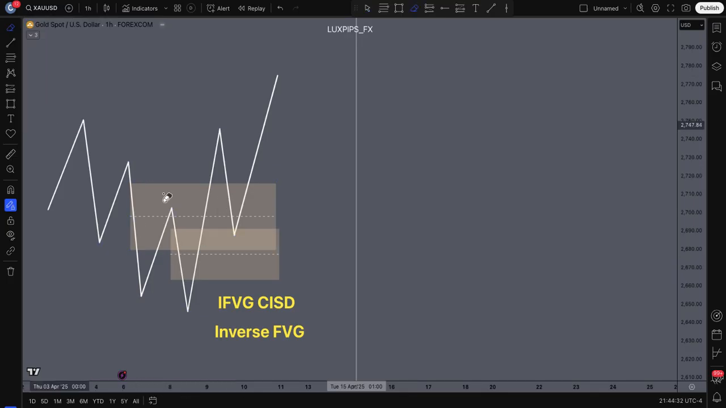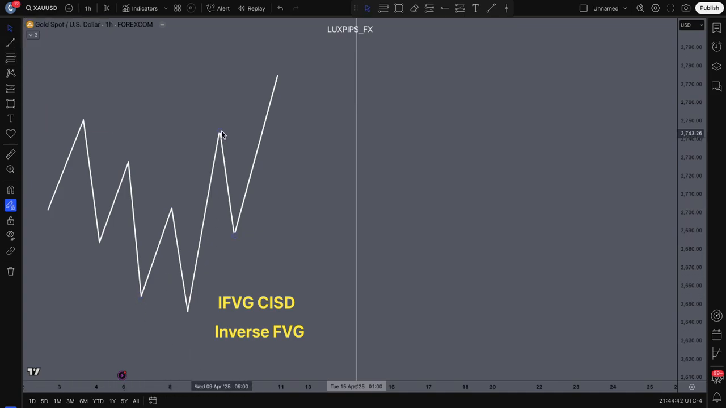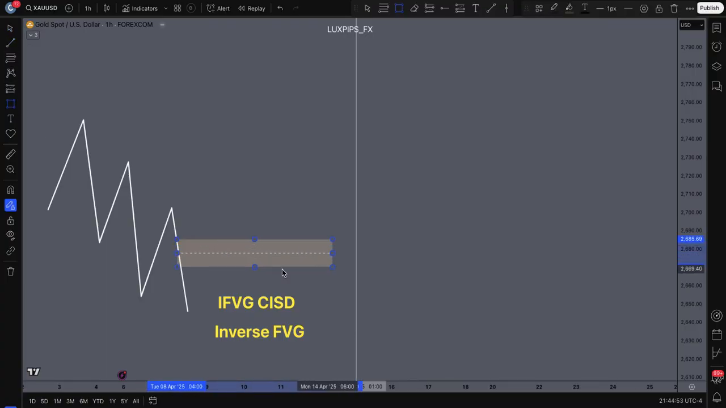Another variable of this is price using the FEG and then invalidating it. So this is manipulation, right? Manipulation leg. Price may come to test it, reject, not make a new low, go up, retest it, and keep going up.